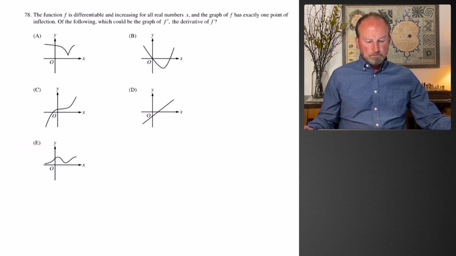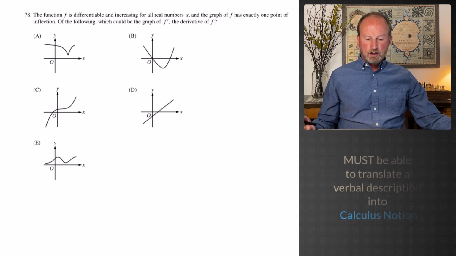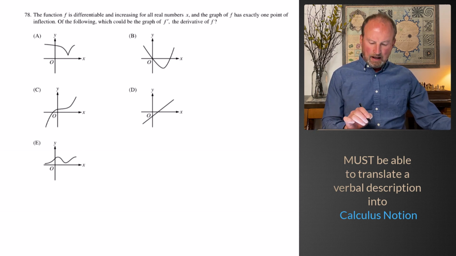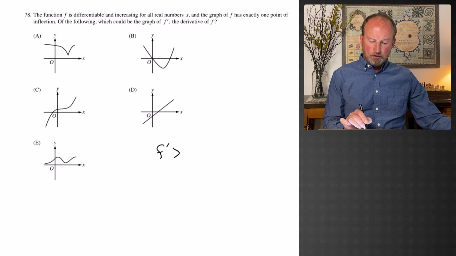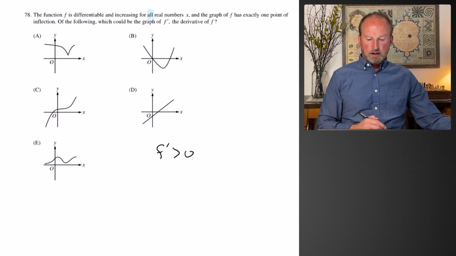Number 78. Function f is a differentiable function, and it's increasing. Super important that we can translate a verbal description into calculus notation. Function f is differentiable, okay, and it's increasing. That means that f prime is greater than 0 for all. Make sure we see the key phrase all, okay, for all real numbers x.